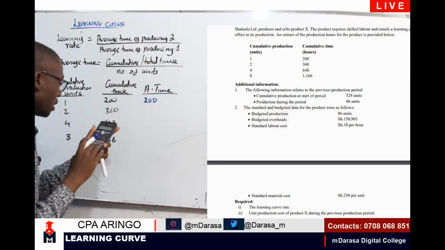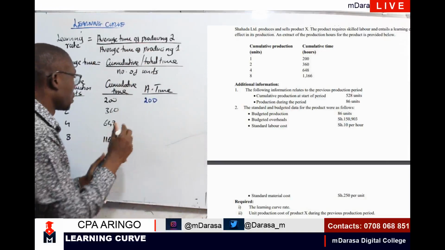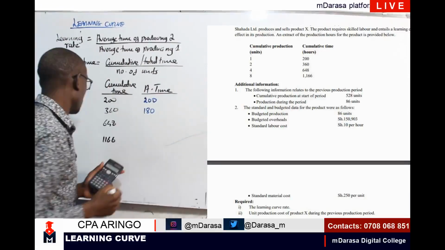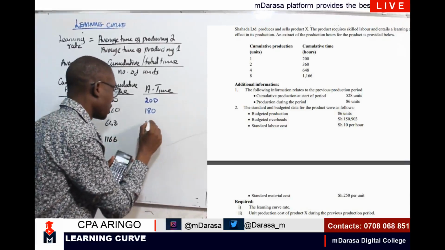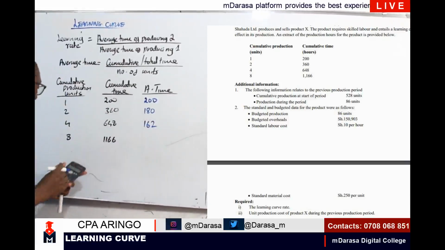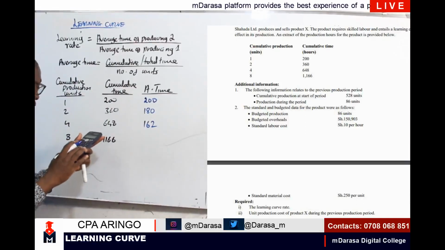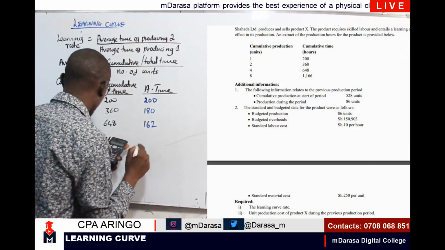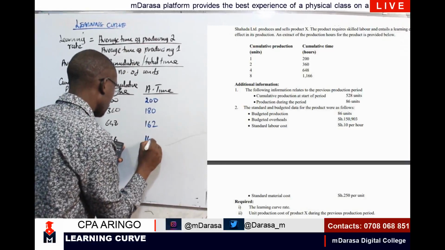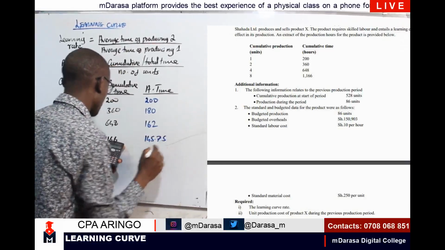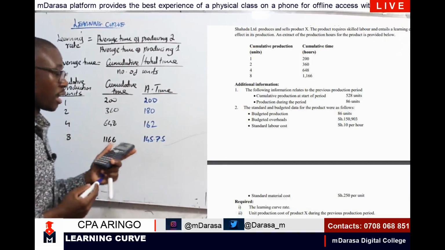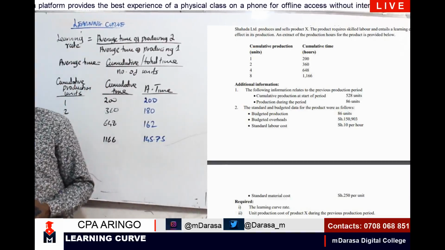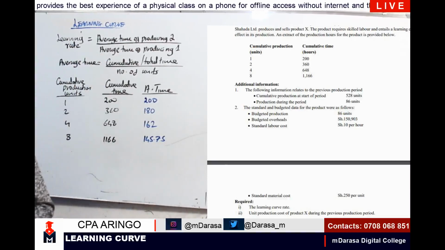Proceed to the second one. 360, we divide by 2, that should give us 180. 648, we divide by 4, that should give us 162. I'm just dividing them, right? Then 1166, we divide by 8, that should give us 145.75. That is 1166, we divide by 8, that should give us what? 145.75. So basically, that is what we do have.